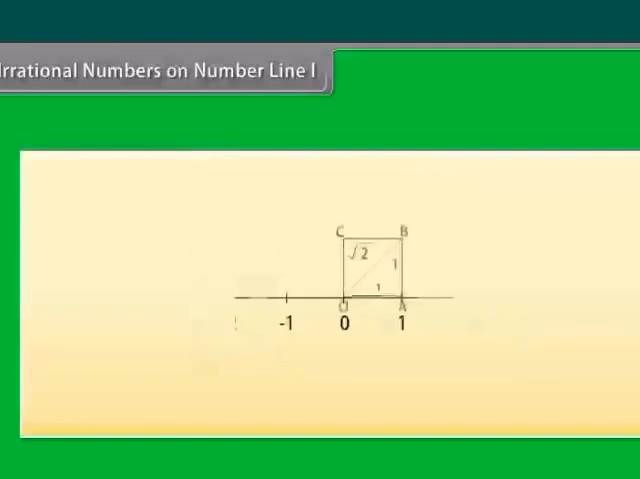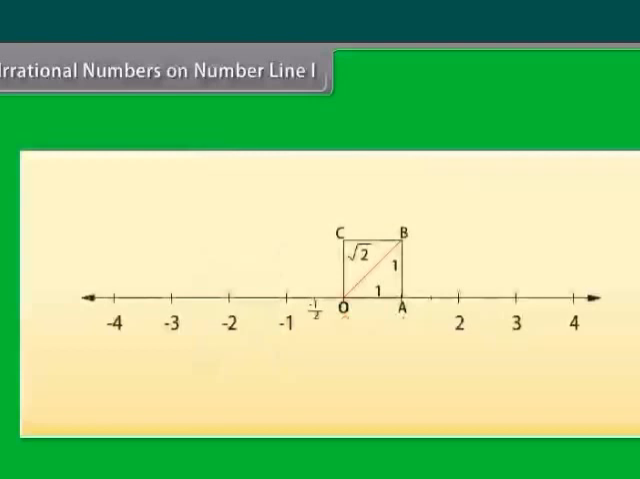To represent square root 2 on the number line, we will transfer the square onto the number line, making sure that the vertex O coincides with 0. Now by using the compass with center O and radius OB, we will draw an arc intersecting the number line. Name this point as P. The point P corresponds to square root of 2 on the number line.